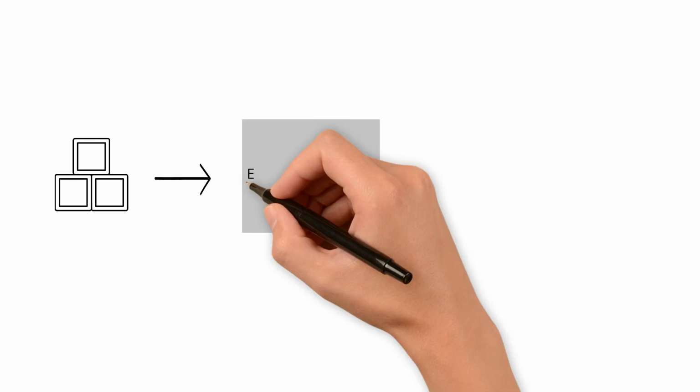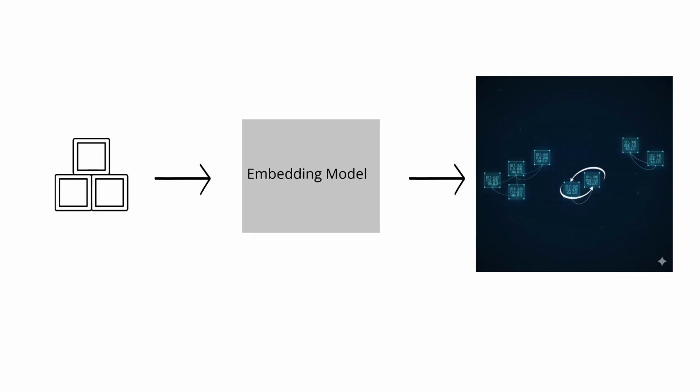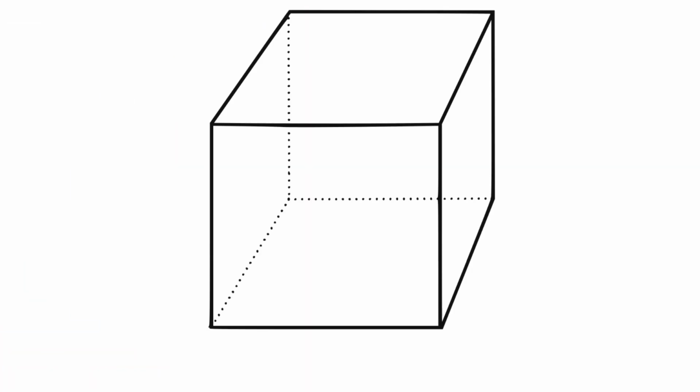Next, each of these text chunks is converted into a vector embedding using a special embedding model. A vector is just a list of numbers that represents the semantic meaning of that text. Think of it like a coordinate in a huge space. Chunks with similar meanings will have vectors that are numerically close to each other.